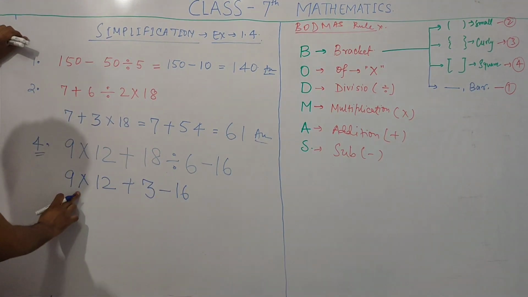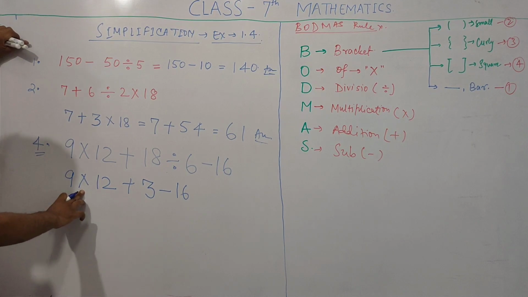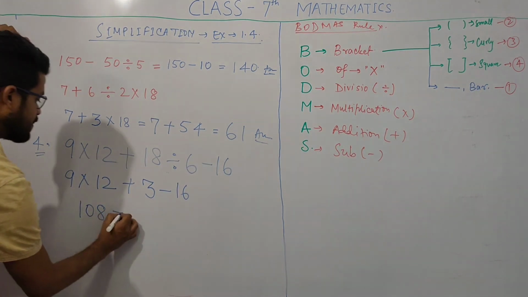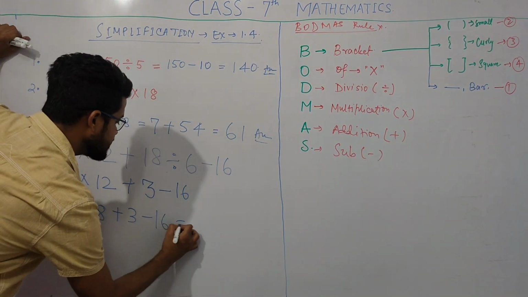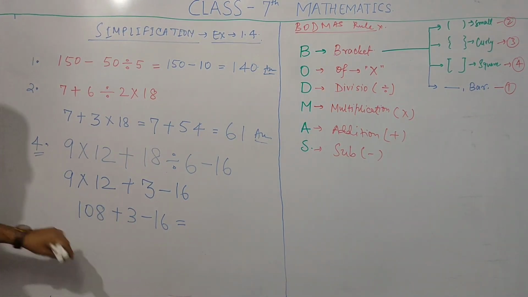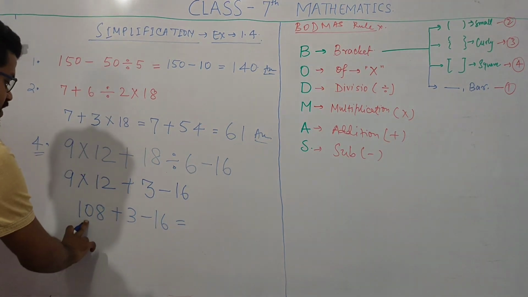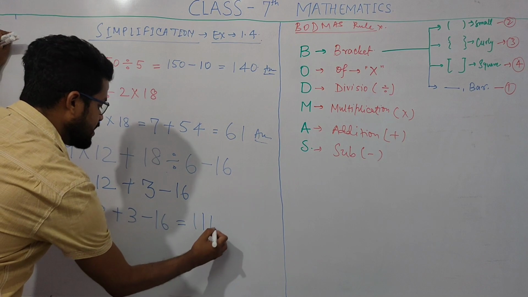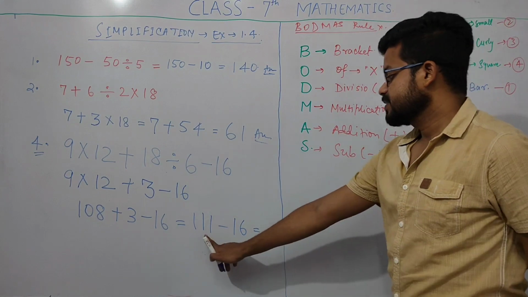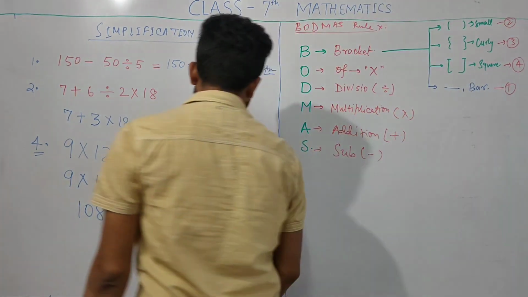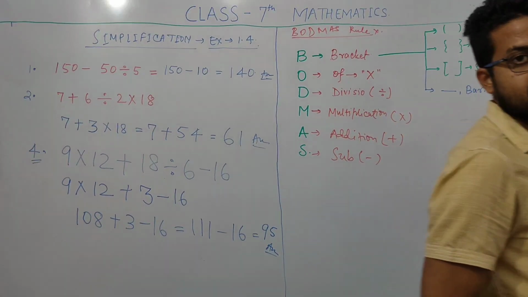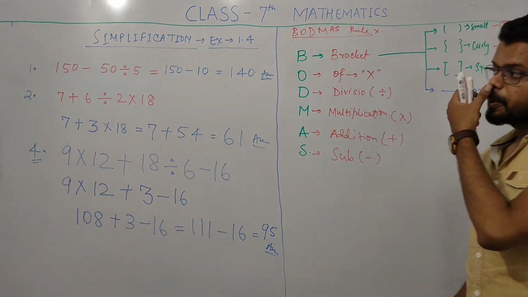Now after division I solve multiplication, so 9 into 12 is 12 9s are 108 plus 3 minus 16. Okay, so after multiplication I calculate addition. 108 plus 3 is 111 minus 16, and 111 minus 16 is 100 minus 5, 95. So this 95 is your answer. Okay, so this is your answer, question number 4.